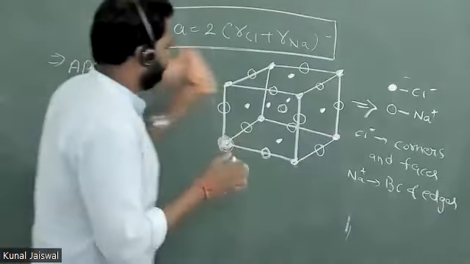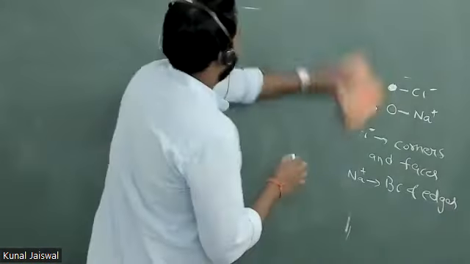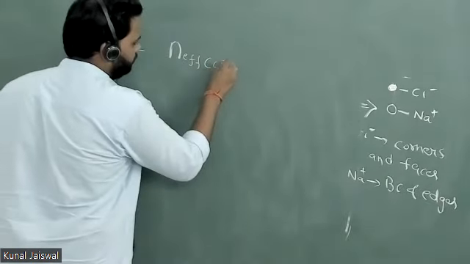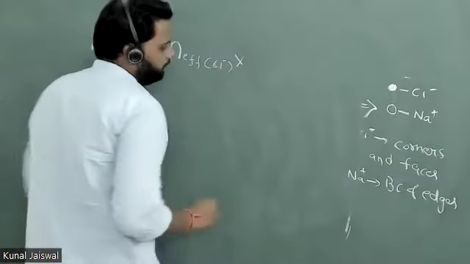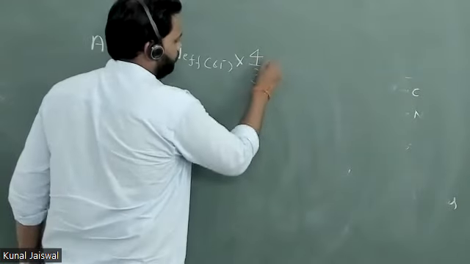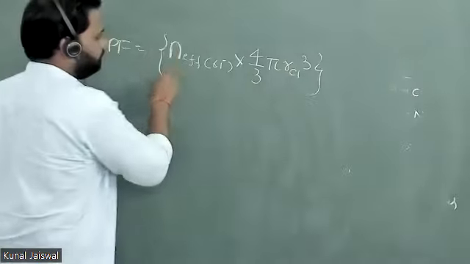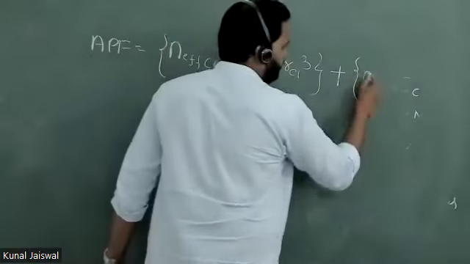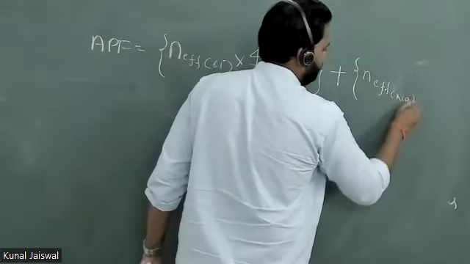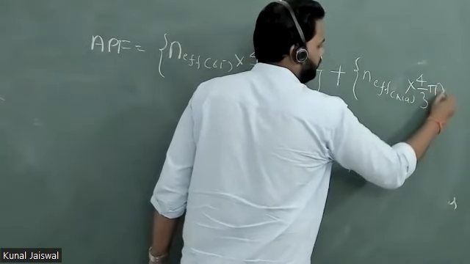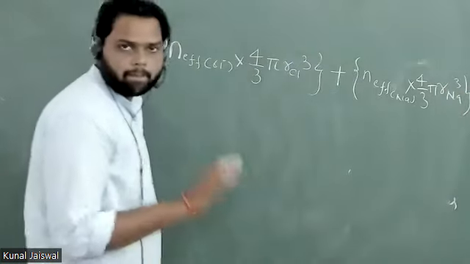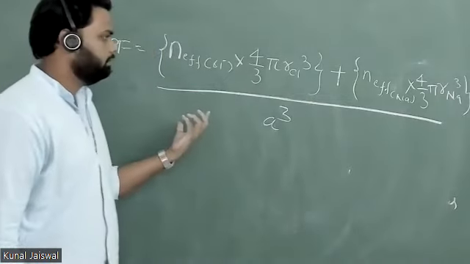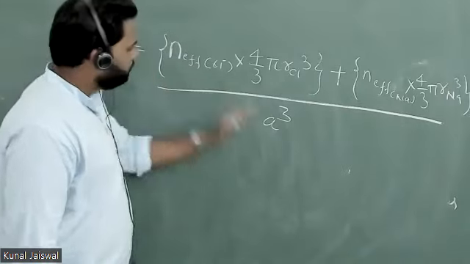an effective. Okay, first of all, I'm rubbing it. We don't need this actually. See, atomic packing fraction. N effective of chlorine, this is Cl minus, multiplied by 4 by 3 pi R of Cl cube. Is it? Plus. Bhai Cl ka likh liya, Na ka bhi to likhna hai na. N effective of Na multiplied by 4 by 3 pi R of Na cube. And divided by the volume of the unit cell, that is a cube. Kisi ko confusion hai yahan par? Maine ye kaise likha hai? Anyone is facing any problem with this equation?